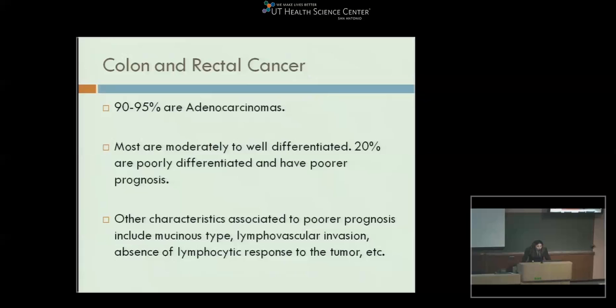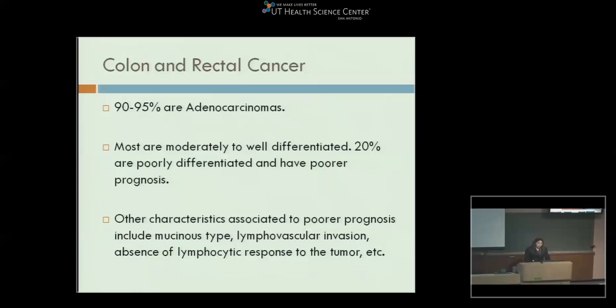Most of these are moderately to well differentiated, 20% are poorly differentiated, and these have a poor prognosis. Other characteristics that are associated with poor prognosis include if they are mucinous, if they have lymphovascular invasion, and absence of lymphocytic response to the tumor, among other things.